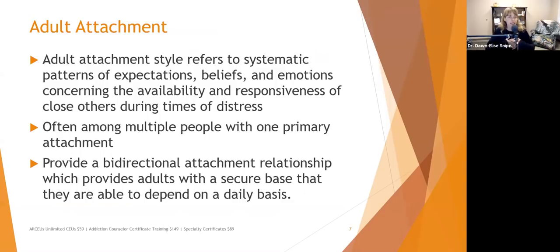Adult attachment, as opposed to child attachment, is bidirectional. Child attachment, the child needs, the caregiver provides. It's one direction. In adult attachment, one person needs, the other person provides, and then later on in the week, it may go the other way around. So in adult attachment, it's a give and take relationship.